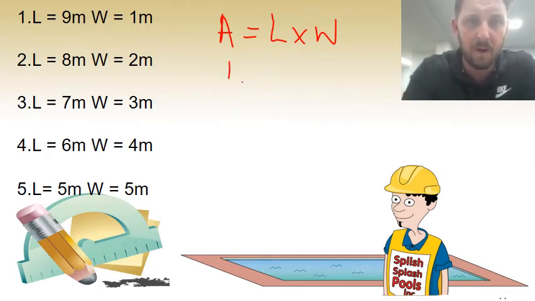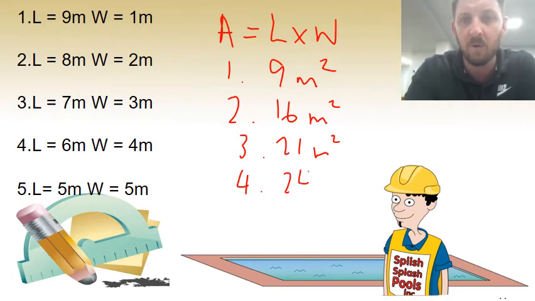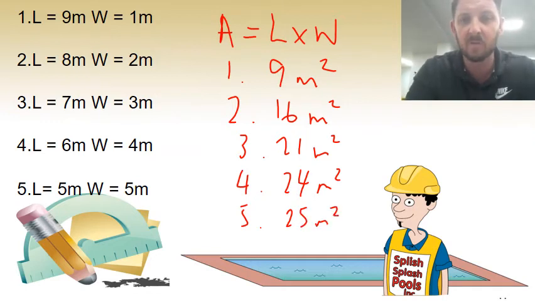The first one, number 1, 9 times 1 is 9 meters squared. Number 2 is 8 times 2, 16 meters squared. Number 3 is 21 meters squared. Number 4 is 24 meters squared. And number 5 is 25 meters squared.